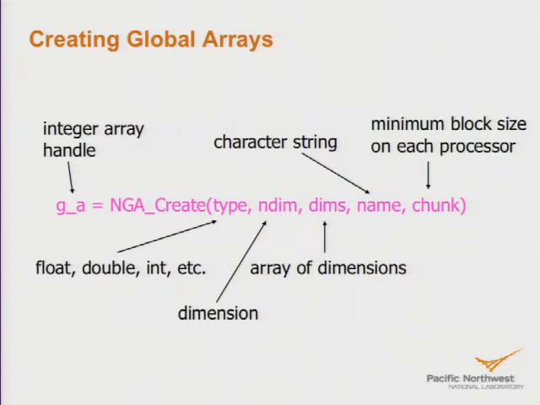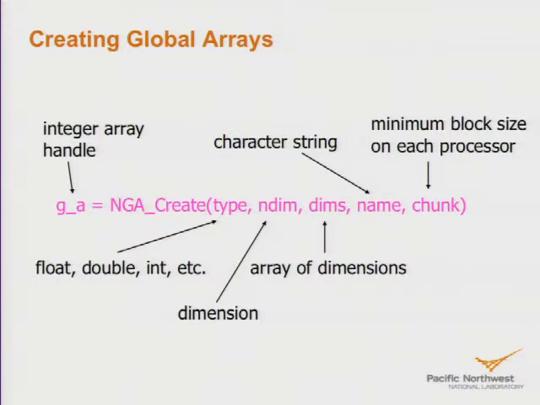So after you create a global array, you can refer to it using an integer handle that corresponds to that data structure. In an object-oriented way of thinking about things, this would be like creating an instance of a global array, and any subroutine in the library that takes this global array handle as an argument would be like calling a method on an instance in an object-oriented sense.